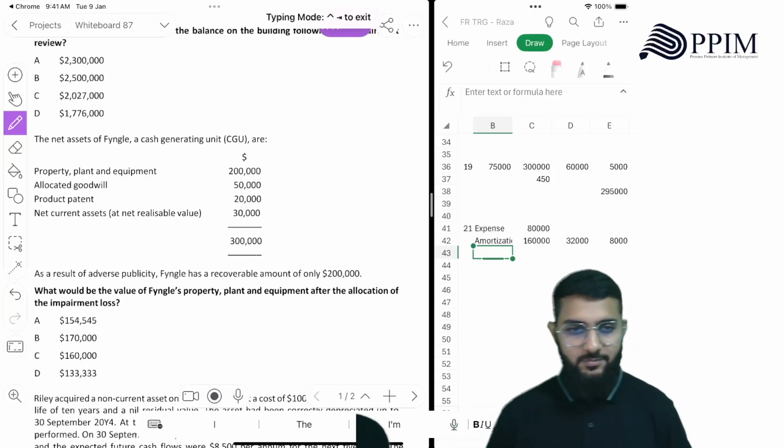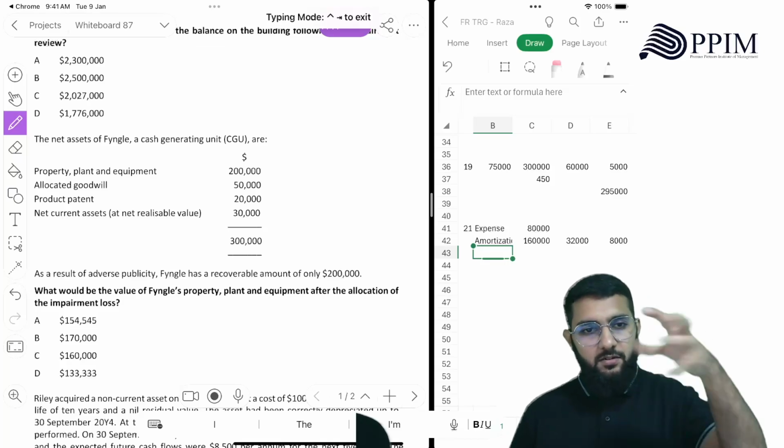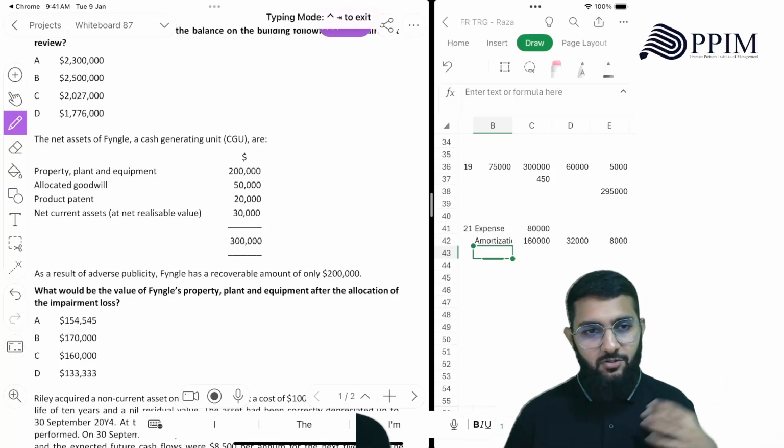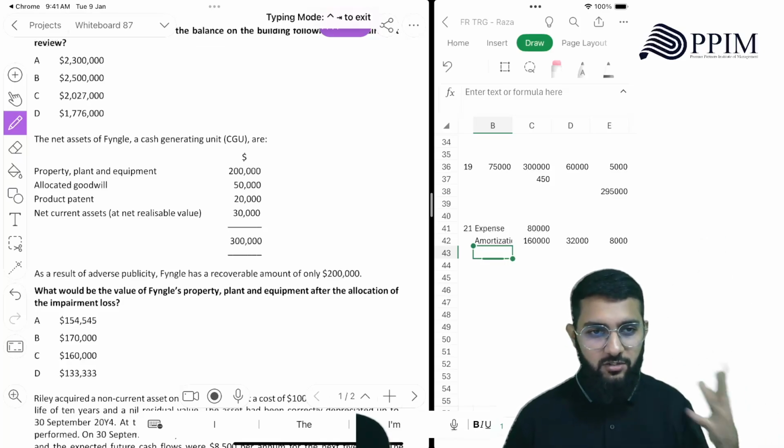A. Okay. Do you want me to do that working where the allocation works, or you all know how to do the allocation? You all can do the allocation? Right. Okay.